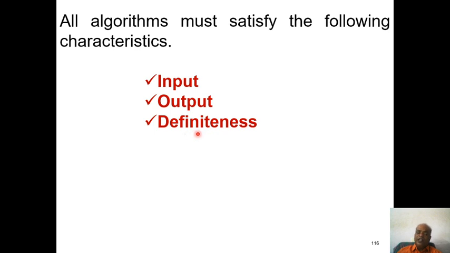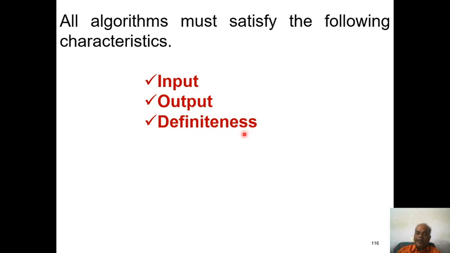And the third one is definiteness. Definiteness means each instruction, whatever instruction you are writing in the form of pseudocode in the algorithm, must be in a clear format. Always specify it in the form of a clear specification. For example, add 5 to x. Or else, add 5 or 10 to x. Here there is an ambiguity. You can add 5 or 10. Is there any definiteness? No. So definiteness means each instruction is in clear format.